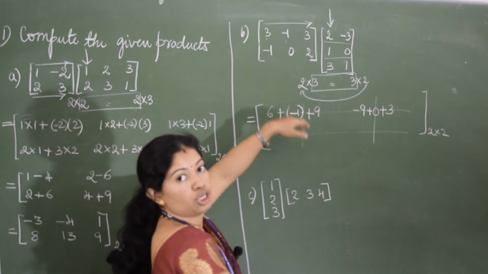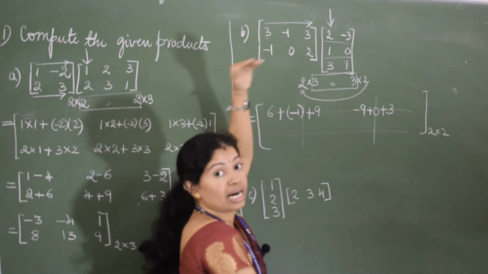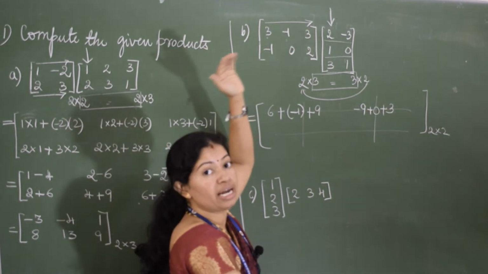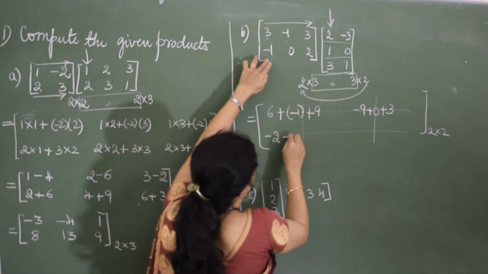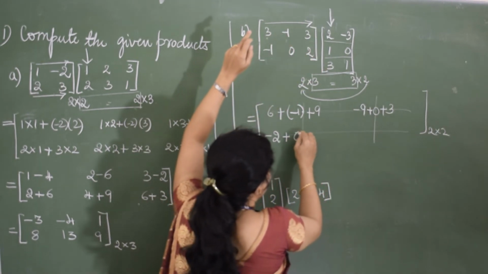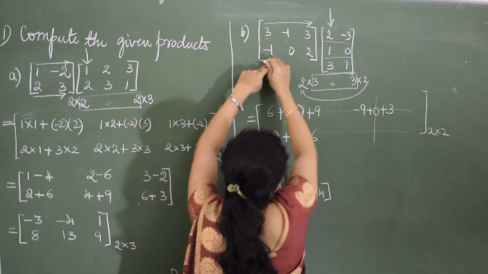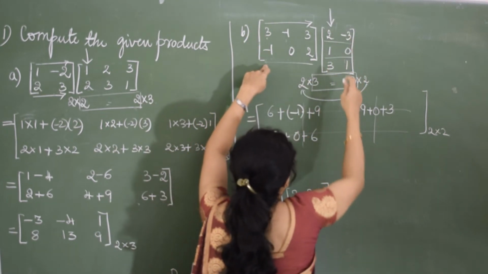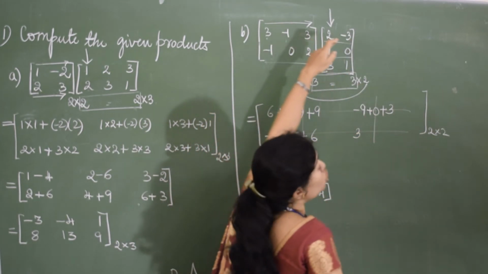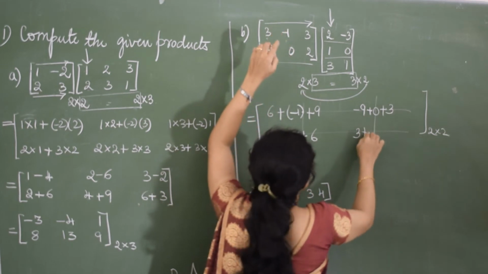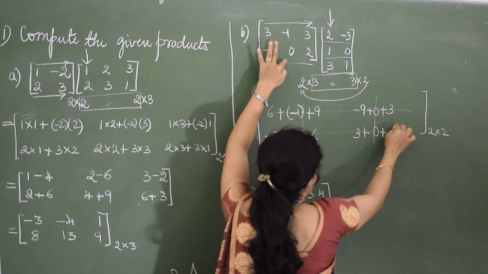Next, coming to this, you have to take the second row and multiply with the first column. Corresponding elements you have to multiply and you have to add. So it is minus 1 into 2, minus 2, plus 0 into 1, 0, plus 2 into 3, 6. Next, coming to this, multiply the second row with the second column. Minus 1 into minus 3, that is 3. Minus into minus is plus. Plus 0 into 0, 0, plus 2 into 1, 2.